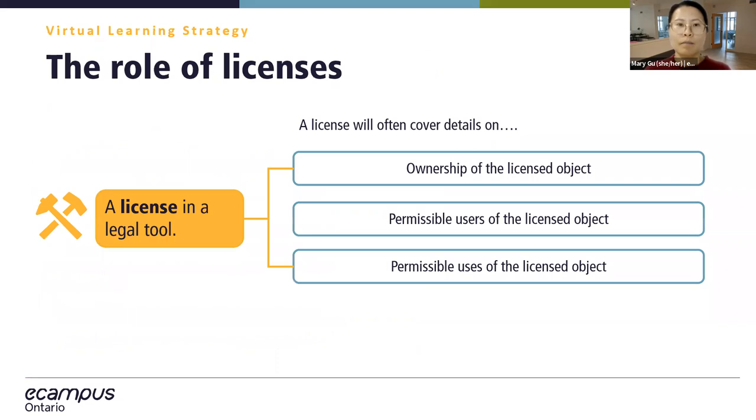So now let's talk a little bit about licenses, which is sort of the last main section for setting the foundation. Licenses are simply a legal tool or mechanism, and they will usually cover three aspects, broadly speaking. They cover the ownership of the licensed object, the permissible users of the licensed object, and the permissible uses of the licensed object. Really telling you who can use it, what can they do with it, how can they use it. So those are the core aspects for how somebody can engage with a copyrighted work.